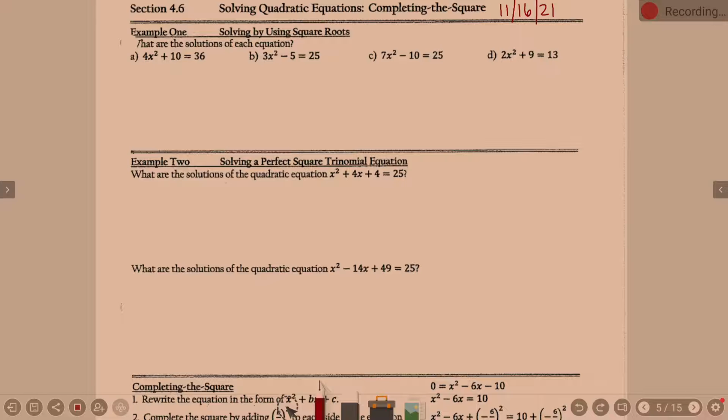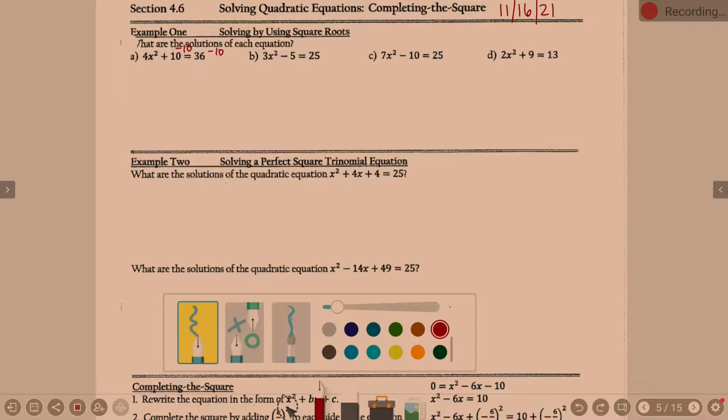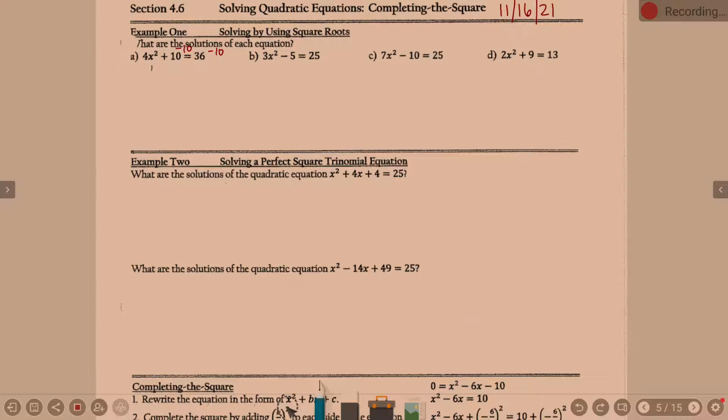So, as we look at A, it's 4X squared plus 10 equals 36. How do we work to get that X squared term by itself? Subtract 10. Okay, if it's 4X squared plus 10, we're going to subtract 10. So once we subtract 10 here, 4X squared, 10 minus 10 cancels, 36 minus 10? 26.